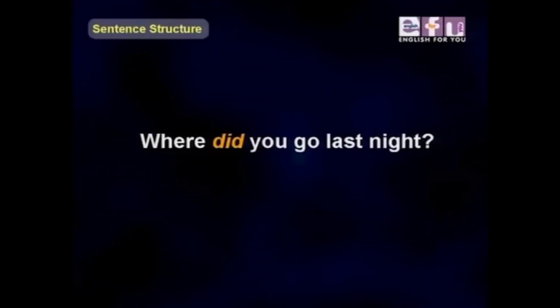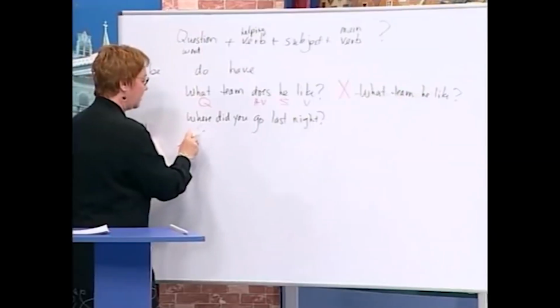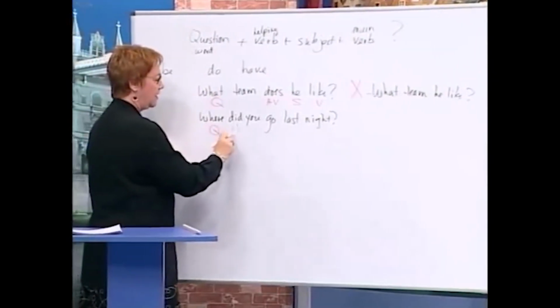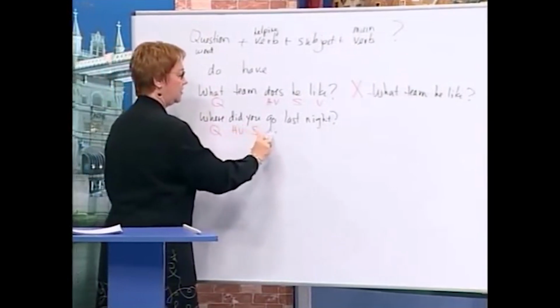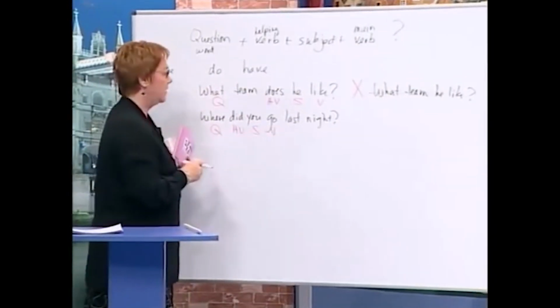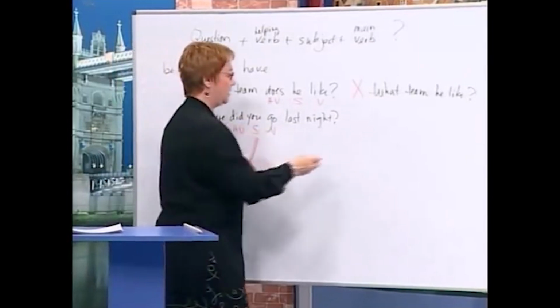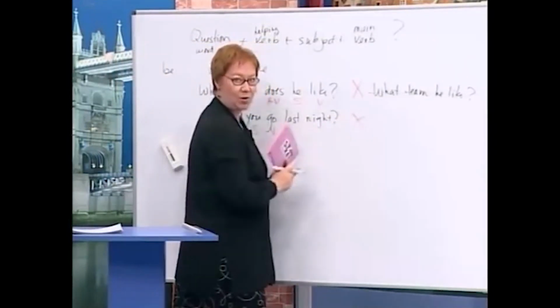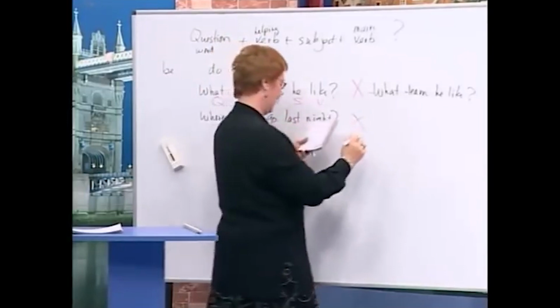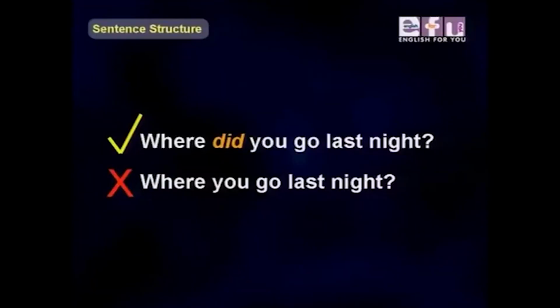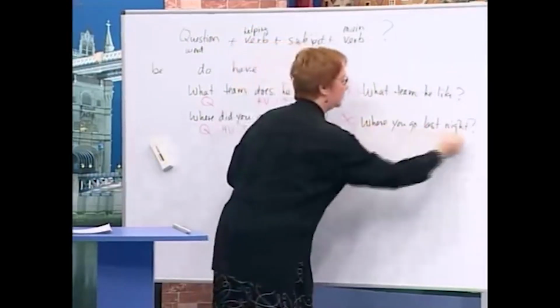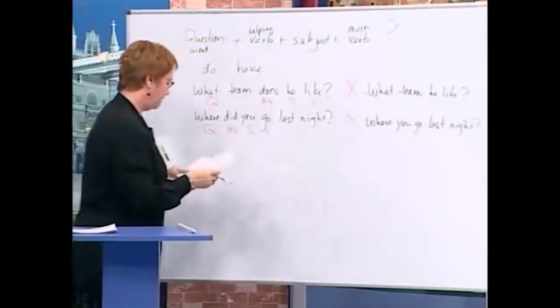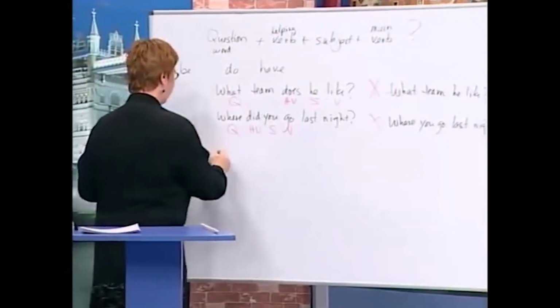Where did you go last night? Now again, we've got the question word, the helping verb, the subject, and the main verb. Okay? Now, you cannot do it like this. No. This is an example of wrong. Where you go last night. No, you cannot do this. All right? Okay?